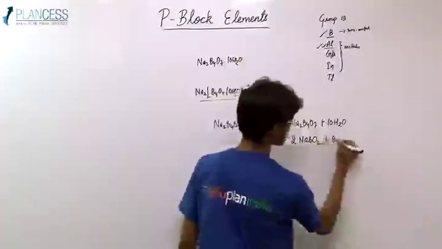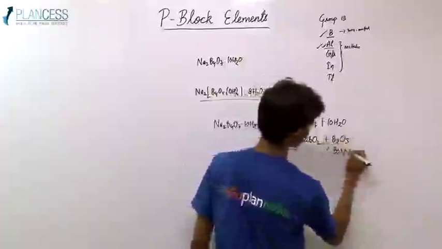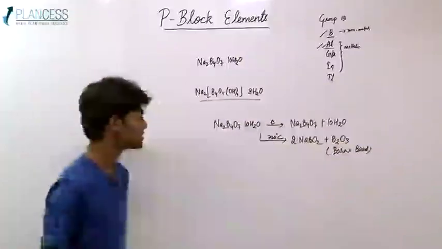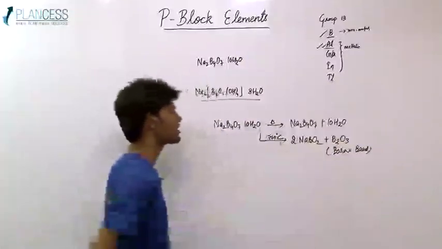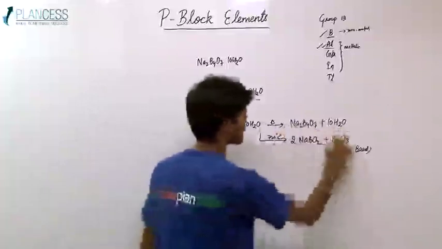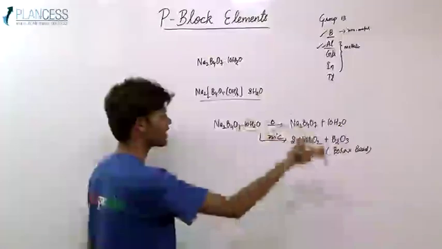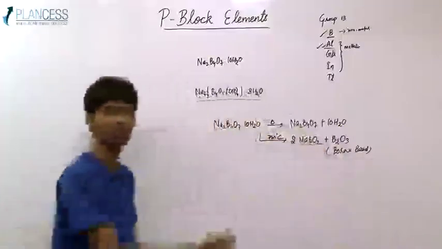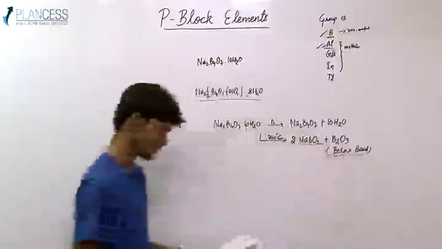It is also known as borax bead. Borax bead is formed, which is used in the test for many cations. So on heating, if it is less than 720 degrees centigrade, then it loses all its water of crystallization. But once the temperature reaches 720 degrees centigrade, it decomposes into NaBO2 and B2O3, that is boron trioxide, and forms a borax bead.